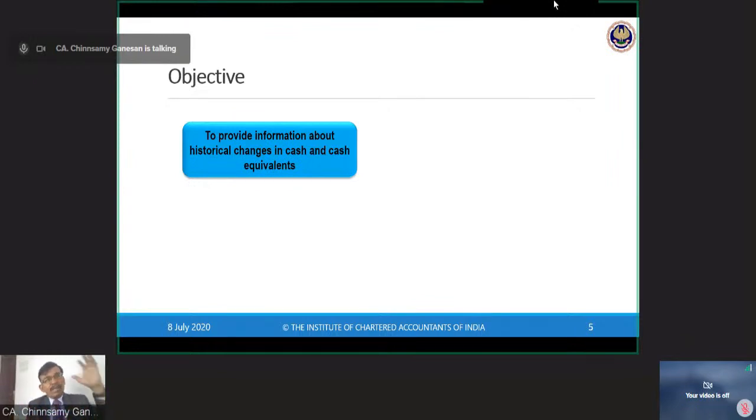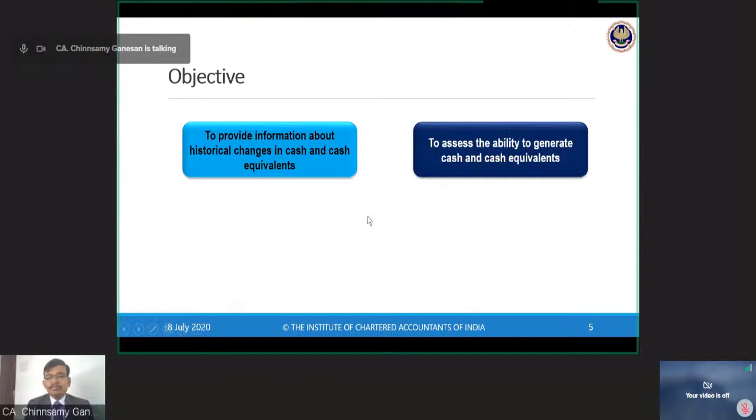So what it says is: what is your opening cash and cash equivalent? What is the amount which you have collected during the period? What have you paid? What is the closing cash equivalent? That is what it is trying to show you. And how the entity generates the cash and cash equivalent is another point which we have to consider when we are talking about the requirement of cash and cash equivalent. We are also trying to find out the ability of the entity to generate cash and cash equivalent.